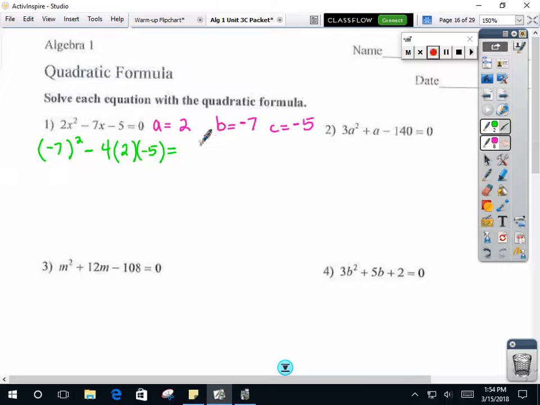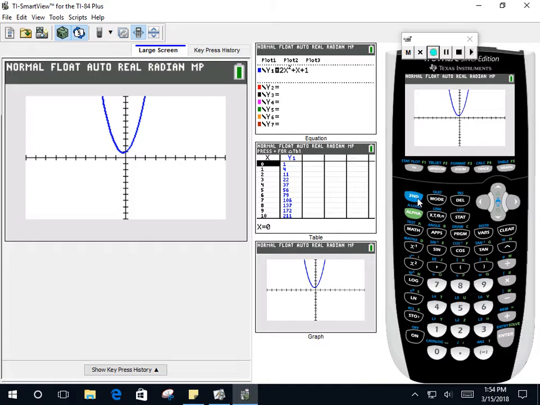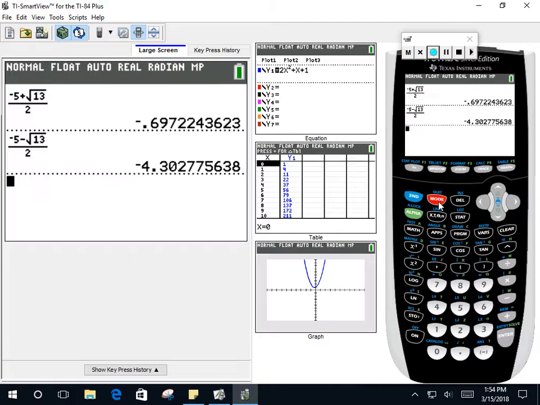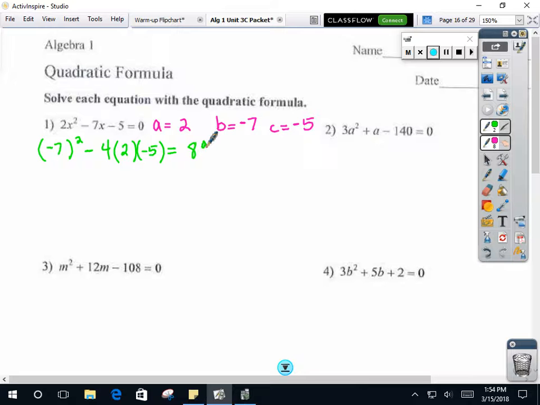Okay, what do you get? I got 89. Y'all didn't get 89? Let me type it in. -7 squared minus 4 times 2 times -5. So y'all did get 89? Okay. All right, 89 is the discriminant, and that is definitely a number greater than 0, so we are definitely going to have 2 solutions for this problem.